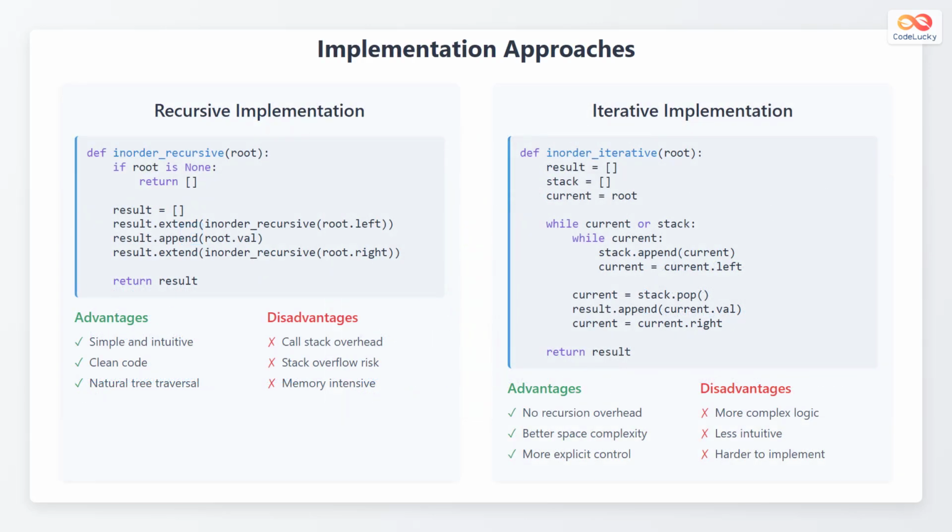Now let's compare the implementation approaches of tree traversals, specifically recursive versus iterative methods. The recursive implementation is simple and intuitive, offering clean code and natural tree traversal. However, it comes with call stack overhead, a risk of stack overflow, and can be memory intensive. On the other hand, the iterative implementation avoids recursion overhead, provides better space complexity, and offers more explicit control. However, it involves more complex logic, is less intuitive, and can be harder to implement. Both methods have their own trade-offs, so the choice depends on the specific requirements and constraints of the task.